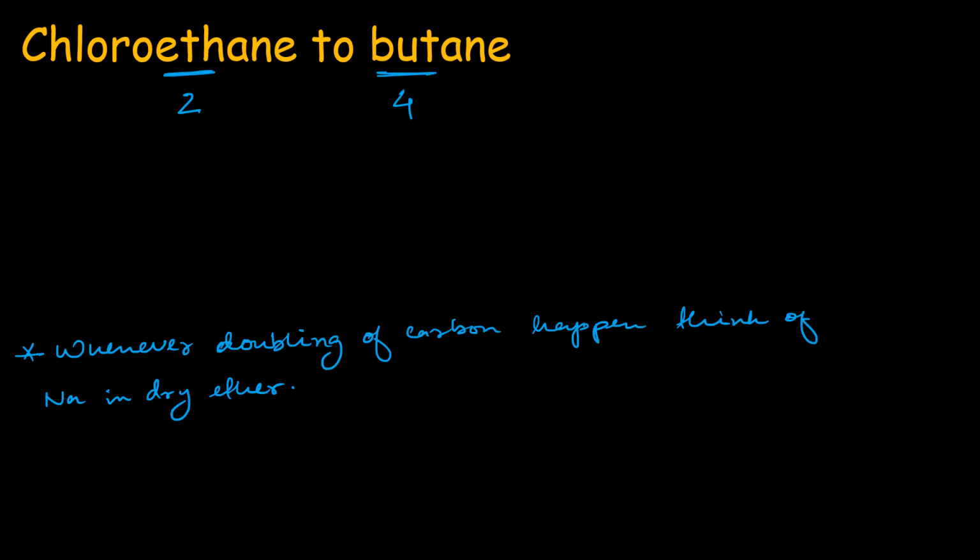It is just the difference that we use haloalkane in one case, haloarene in the other case, and both of them in the other case, that is the Wurtz-Fittig reaction. So in chloroethane to butane, what will we have? This is 2 carbons, with chlorine, and it will go to butane, 4 carbons, again with sodium in dry ether. Sodium in dry ether.